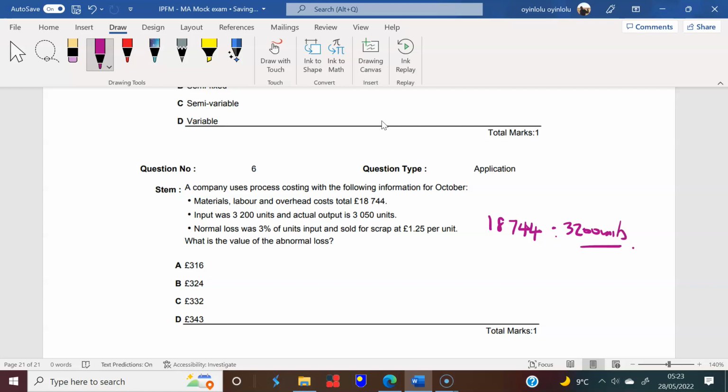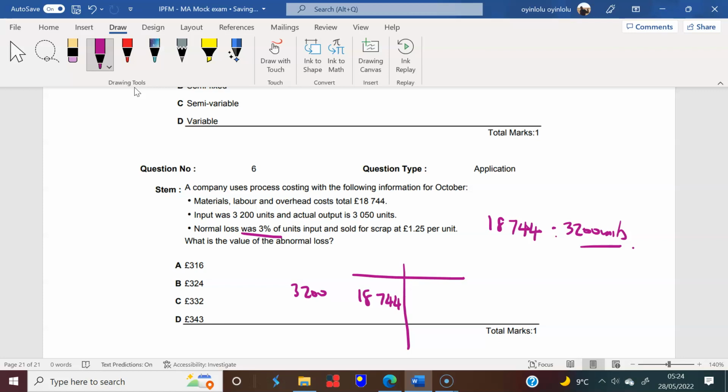Now, I suppose you could use a process costing account. You have 3,200 units, and these of course are valued at 18,744. Now, if you wish to find the standard cost of a unit, which is ultimately what we're trying to find, you expect to lose a certain amount, and that's what we refer to as normal loss. So find the normal loss of 3%.